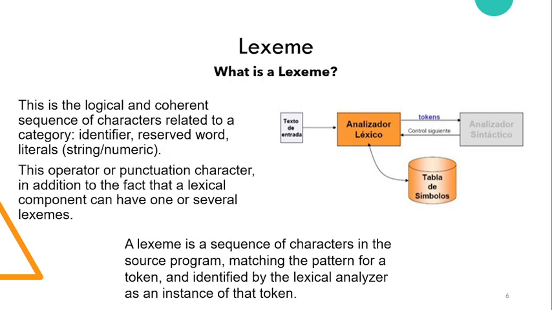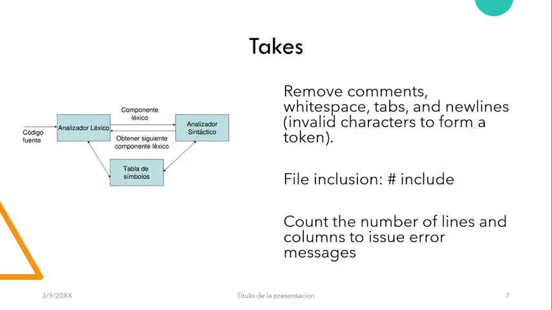What is a lexicon? This is a logical and coherent sequence of characters related to a category: identifier, reserved word, letters, string, numeric, operator, or punctuation character. In addition, a lexical component can have several lexicons. A lexicon is a sequence of characters in the source program matching the pattern for a token and identified by the lexical analyzer as an instance of a token. Tasks: remove comments, spaces, tabs and new lines, invalid characters to form a token, file inclusion, and count the number of lines and columns to insert in error messages.